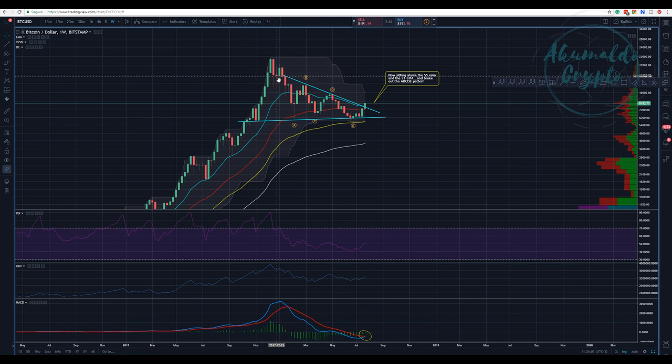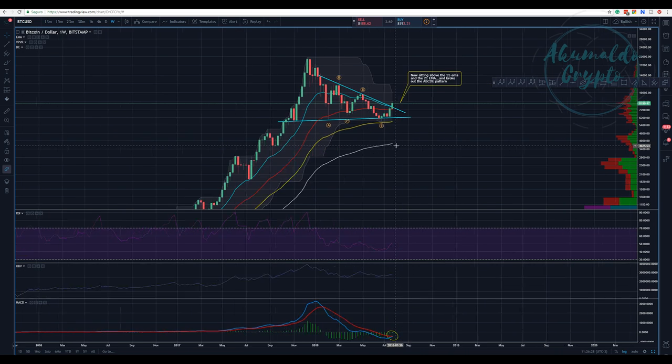This is the pattern that I have. Okay, A, B, C, D, E. You see this line has been crossed. We are now sitting above the 55 EMA, and we have crossed the 21 EMA. This candle has not closed yet, but I think we have an idea. This is a weekly chart. It's good news for the bulls.